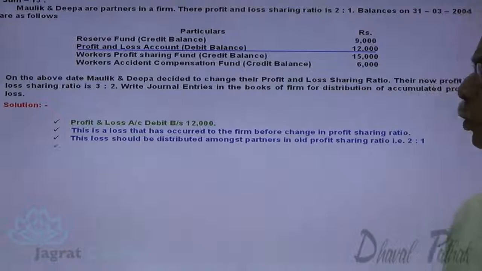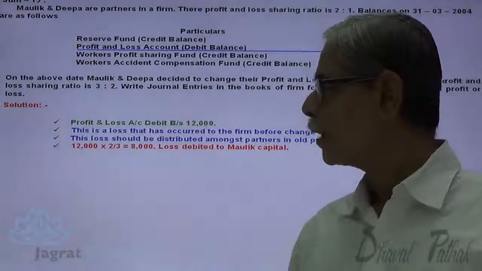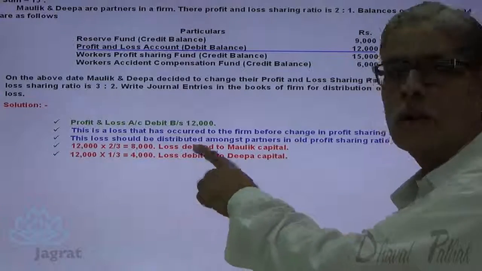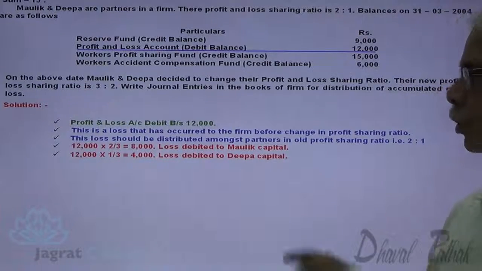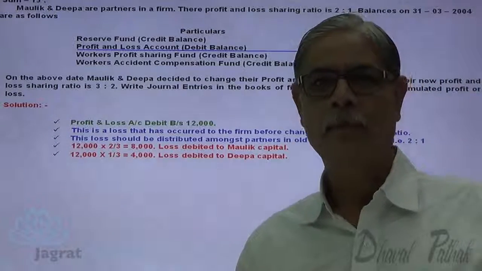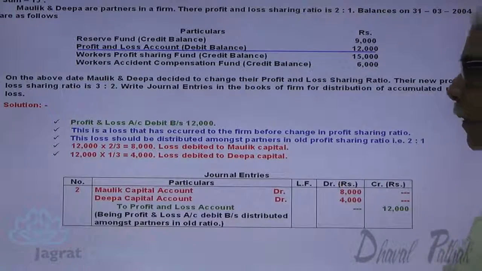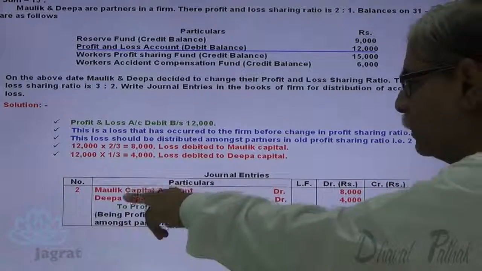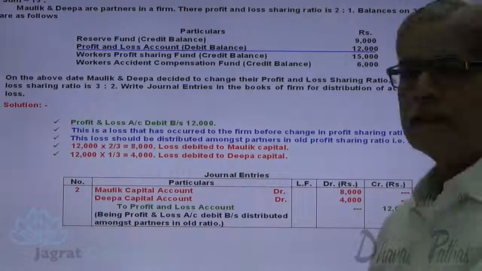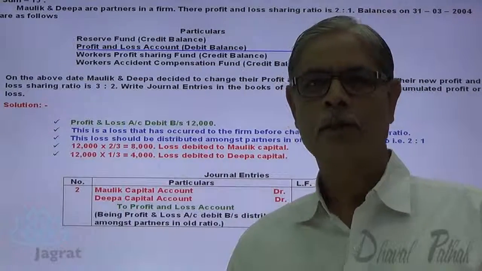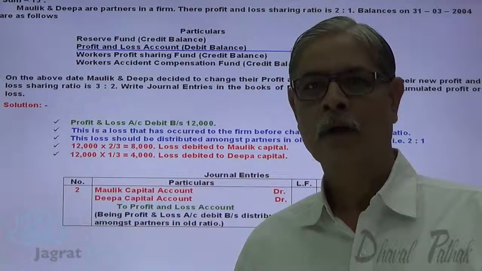Now 12,000 into 2/3, 8,000 loss debited to Maulik capital account, and 12,000 into 1/3, 4,000 loss debited to Deepa capital account. So partners' capital accounts are debited, profit and loss account gets credited. Look at the journal entry. Maulik capital account debit 8,000, Deepa's capital account debit 4,000, to profit and loss account credit 12,000. This is an accumulated loss distributed amongst partners in their old profit sharing ratio. Next.